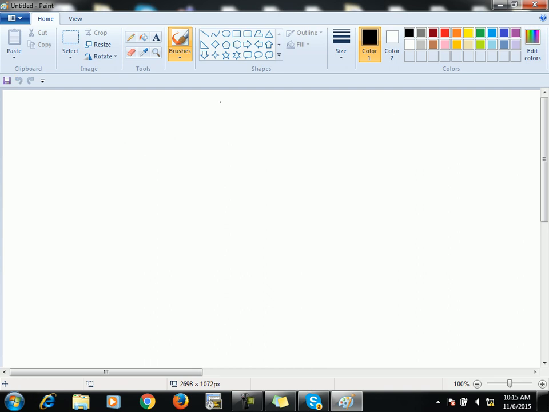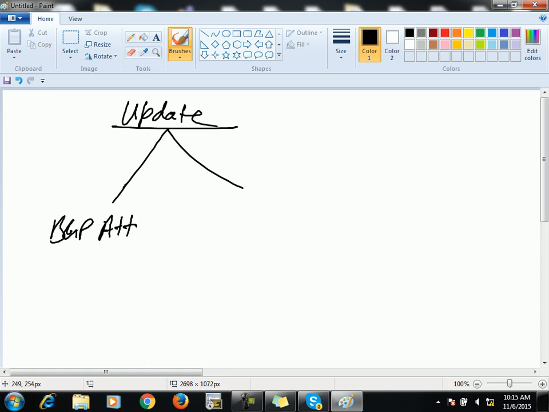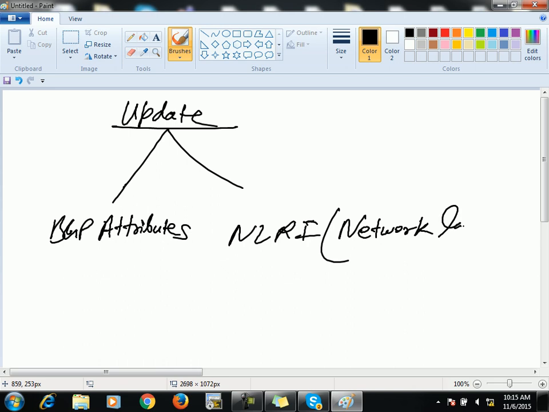Then let's talk about the update packet. In BGP, the update packet has mainly two components. One, BGP attributes. Second, NLRI. If you talk about NLRI, NLRI stands for Network Layer Reachability Information.